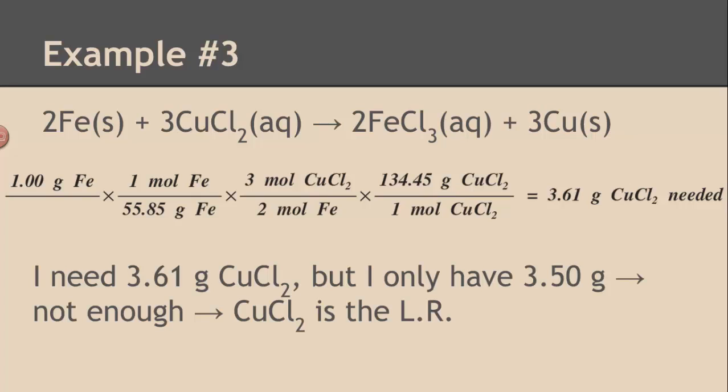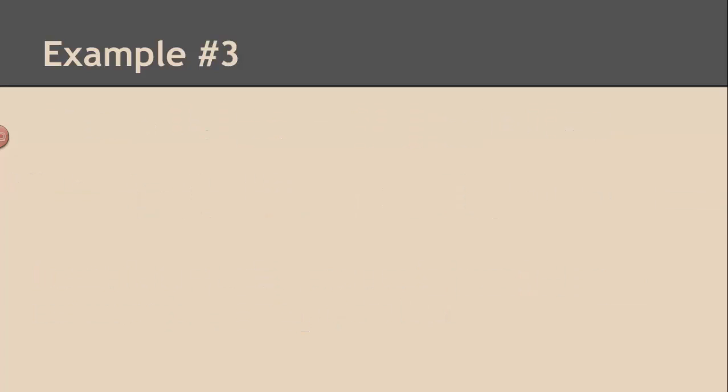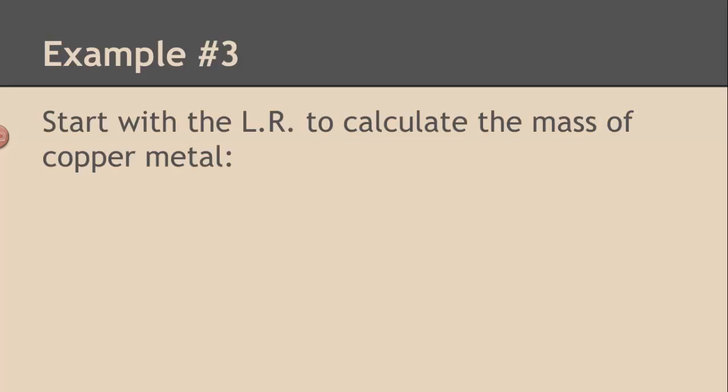Well, do I have that? No. I've only got 3.50 grams. I don't have enough copper(II) chloride to react all the iron away. The copper chloride is going to go first. There's going to be leftover iron. So copper(II) chloride is the limiting reactant. That's what I have to start with now to find out the mass of copper.